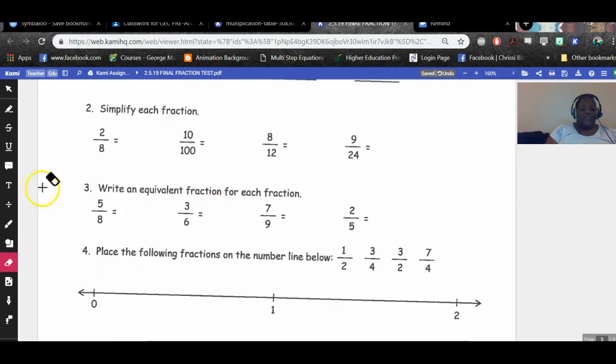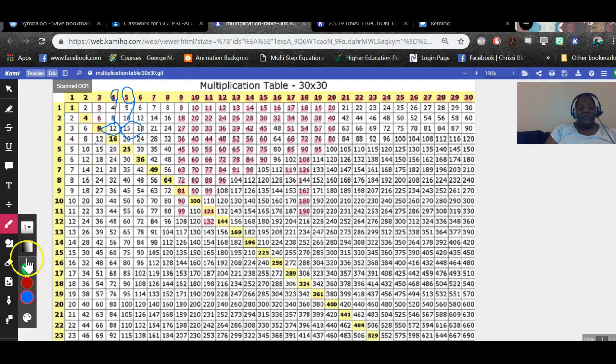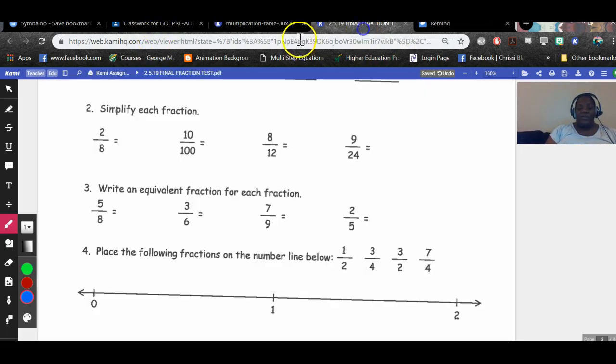So simplifying each fraction. 2 and 8, right? And if you're not sure, you can use, of course, the multiplication chart. Find a row that has the 2 and an 8 in it, and see what those would become. Okay? So, remember, never use row 1. I got my 2 right here, and there's an 8. 2 becomes a 1, 8 becomes a 4. So, 2/8 reduced will be 1/4.